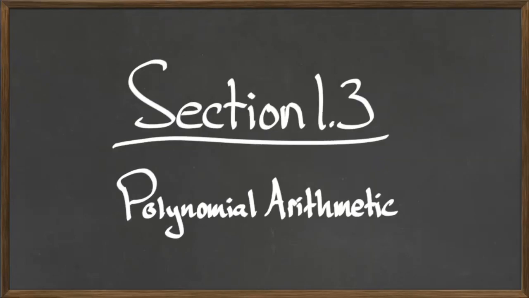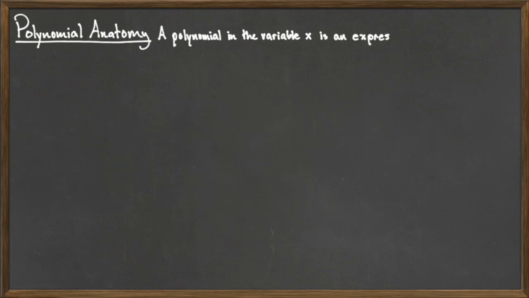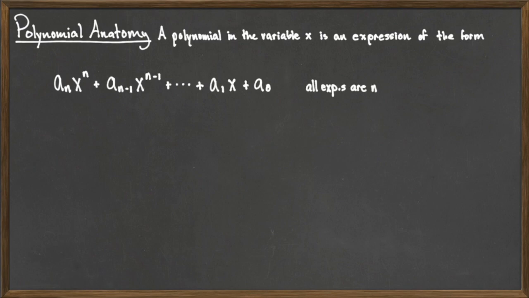Hey everyone, in this section we're going to start talking about polynomial arithmetic. First, let's cover some polynomial anatomy. We want to understand what a polynomial is and how it's expressed mathematically. A polynomial in the variable x may be expressed in the following way.